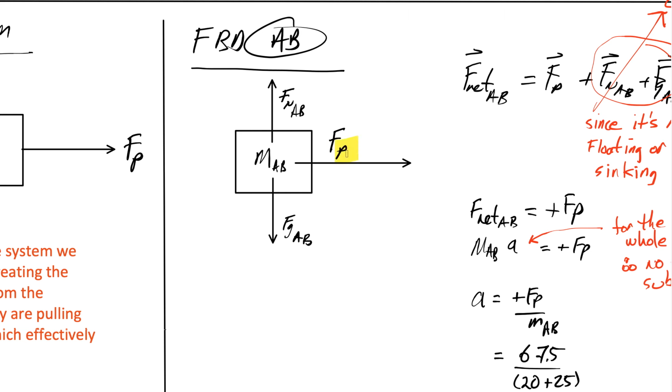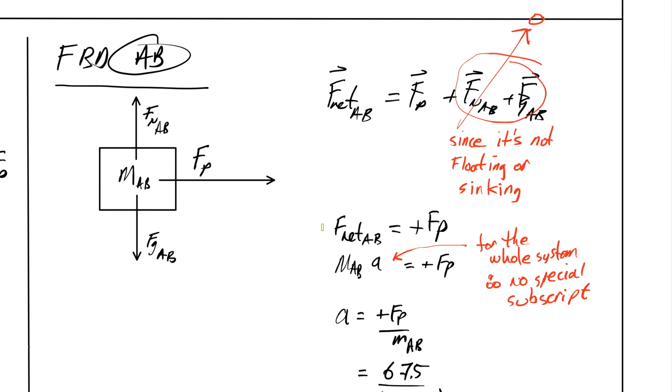The force of the parent is accelerating the system in the forward direction. We're assuming that there's no force of friction. FNAB stands for the normal force acting on this combined mass of AB. This is mass AB combined, and this is the weight of AB. Technically, this is a non-collinear question because we have an X component and a Y component.